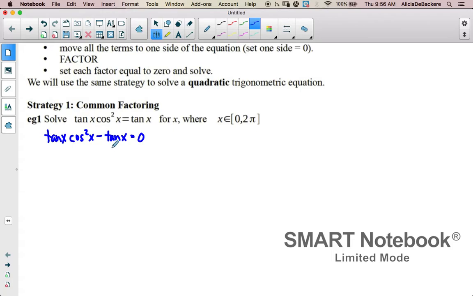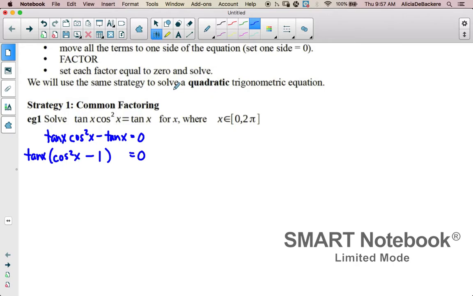Now that I've got this expression here, what I'm going to do is common factor this expression. I've got a tan x times something here, and then I'm subtracting a tan x times 1. So I'm going to take the tan x out, and then I'll just divide out and see what's left over. So when I take the first term and I divide it by tan x, I'm left with cos squared. And then when I take the second term, it's negative tan x. When I divide that by tan x, I'm left with negative 1. And now I've got a factored expression.